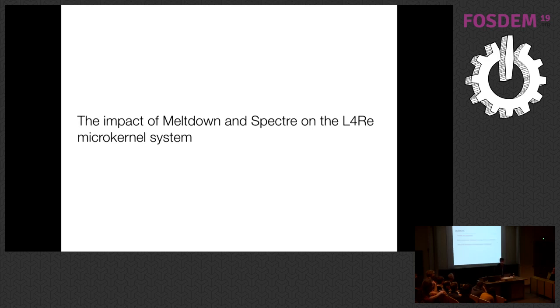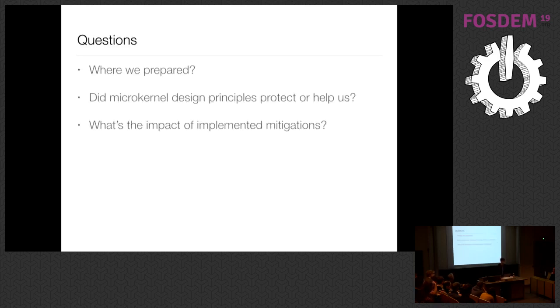So when I prepared this talk, I basically started with a couple of questions I wanted to answer. The first one is, were we somehow prepared for these kinds of vulnerabilities? So how hard did they hit us at the end? And maybe some of the microkernel design principles, did they help us or protect us from some of the vulnerabilities? And at the end, of course, we had to implement mitigations. So what's the performance impact of these mitigations?